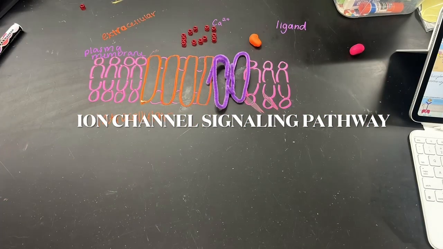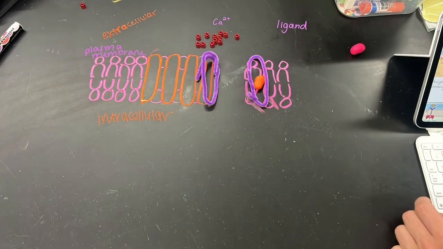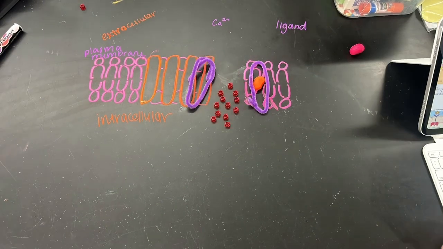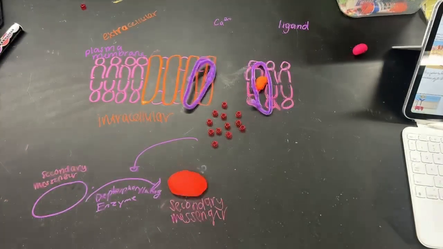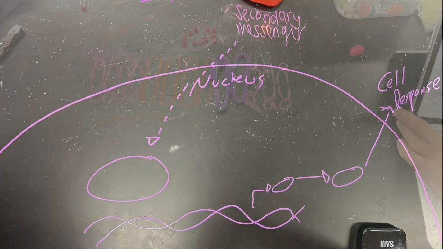In the ion channel signaling pathway, the ligand binds to a membrane receptor that can either open or close to allow or block the diffusion of ions across the plasma membrane. The change in ion concentration leads to the activation of enzymes, which can activate second messengers who then work in the nucleus to carry out a cellular response.